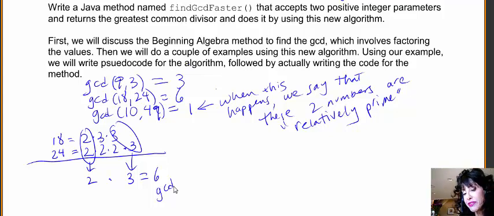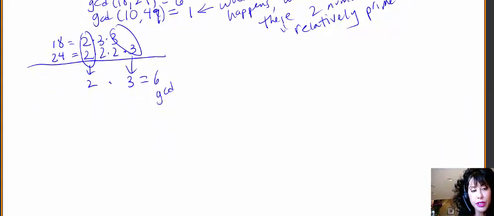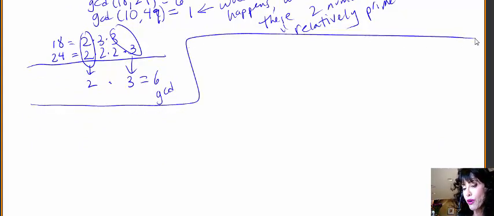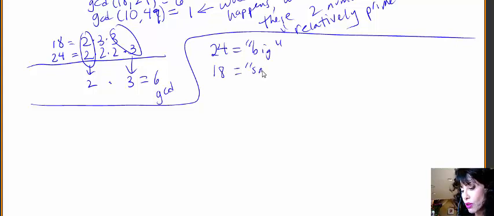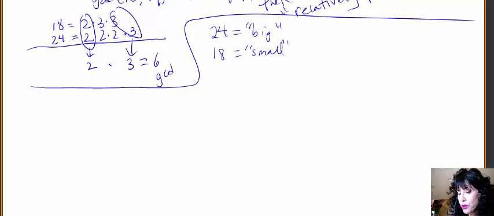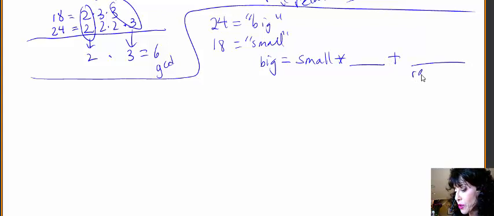So how would we do this very same problem that's kind of easy here using the Euclidean algorithm? To do this, we first label our initial integers big and small. I hope that you can appreciate that the 24 is going to be my big and the 18 will be the small. So then what do we do? Well, the idea is you're going to want to write a sentence that looks like this: big is equal to small times something, question mark, plus a remainder.